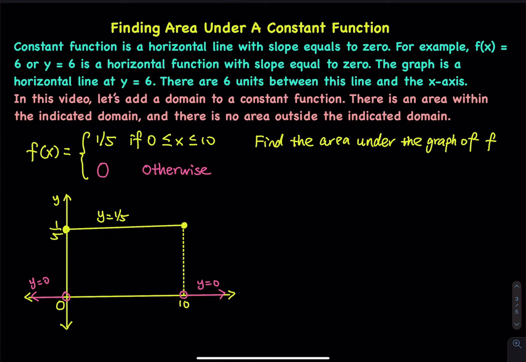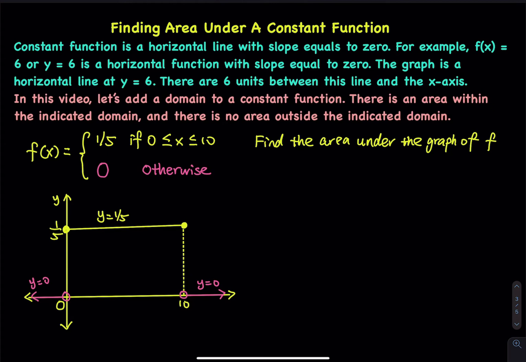So that's why there is a solid circle when x is equal to 0, and there is another solid circle when x is equal to 10. So we have a yellow horizontal line at y equals to 1/5, and this line lives between x equals to 0 and x equals to 10. What about the pink one? y is equal to 0 otherwise.